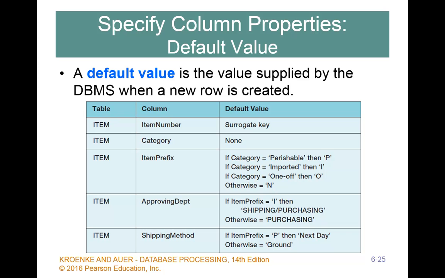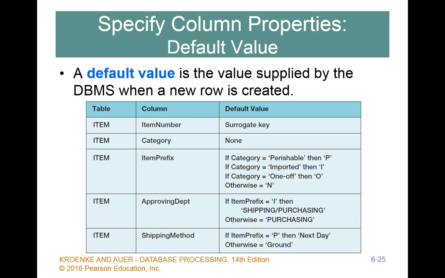The next step of part one is we need to determine if any default values will need to be supplied by the database management system. A default value is the value supplied by the database management system when a new row is created. Why we use default values is this can help us limit null values, or put in values that are consistent with every record that we need to collect on that particular instance.